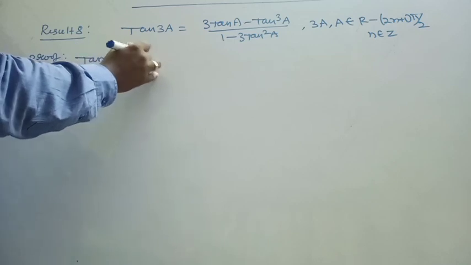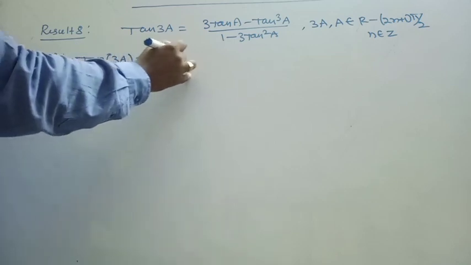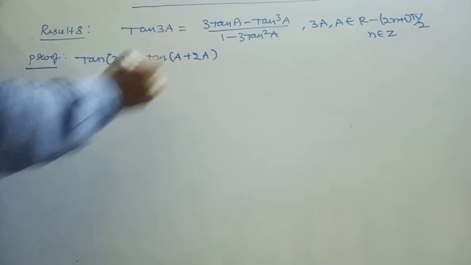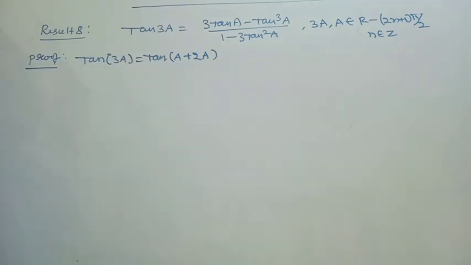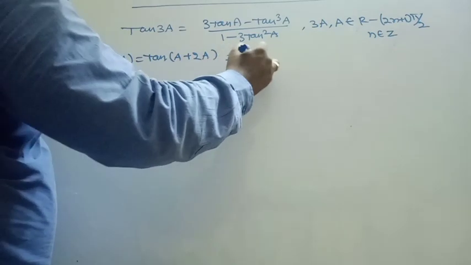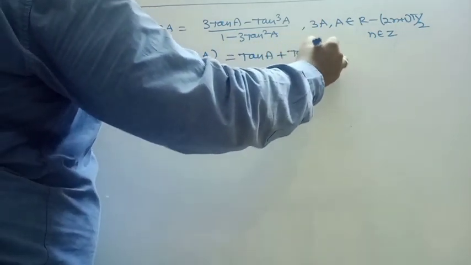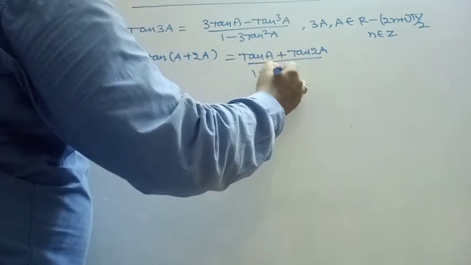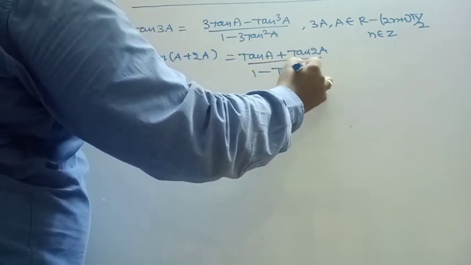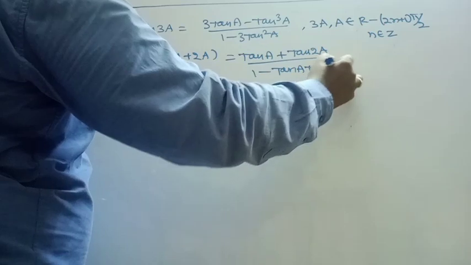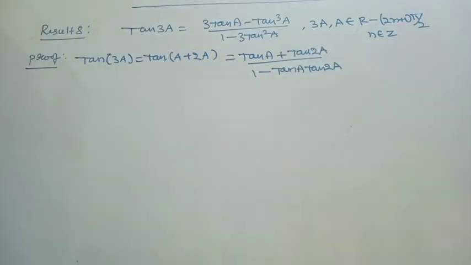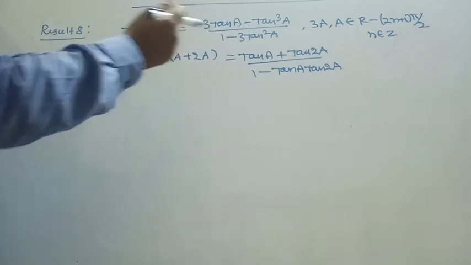Tan 3a is equal to tan (a plus 2a), like this. Tan 3a equals tan (a plus 2a) we can write, and the tan(a+b) formula you can apply. That is nothing but (tan a plus tan 2a) divided by (1 minus tan a into tan 2a), like this, right? Tan a plus tan b by 1 minus tan a tan b. This is the tan(a+b) formula.